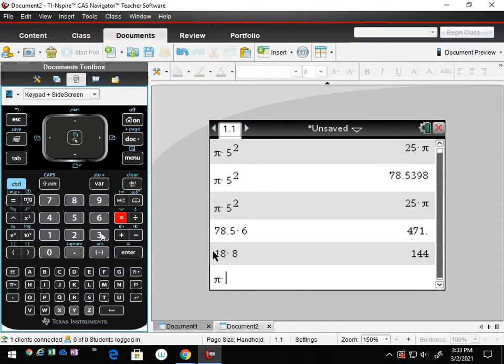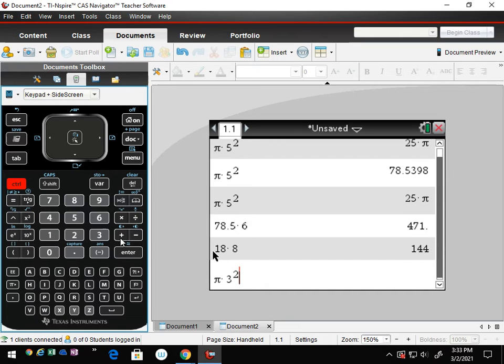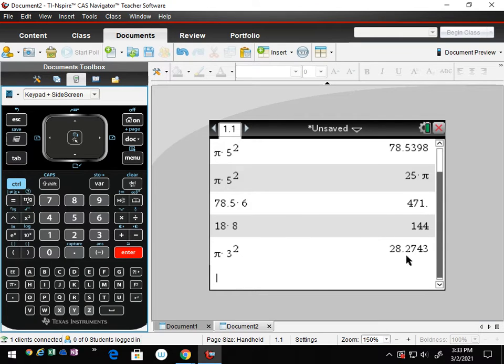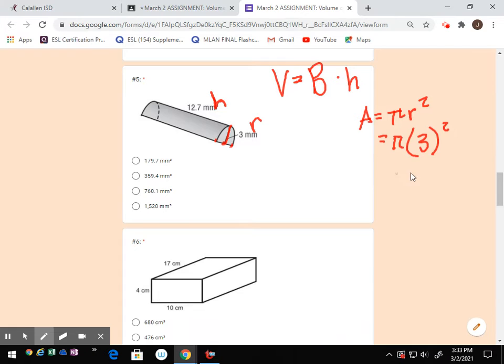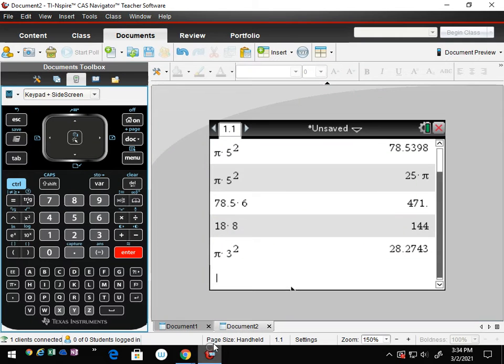Pi times 3 squared. I'm going to go ahead and just press Control there and get my decimal. I have 28.3. Okay, so I'll just write 28.3 for right now. So I know big B is equal to 28.3. So we have V is equal to 28.3. And then our 3D height, or our height of the image, is 12.7. So times 12.7. So let's go ahead and do this in our calculator.